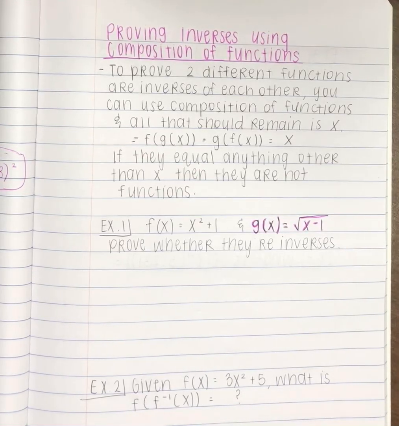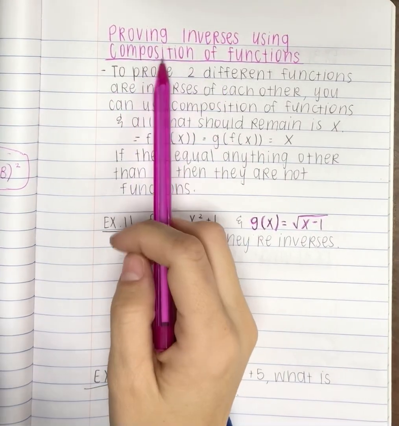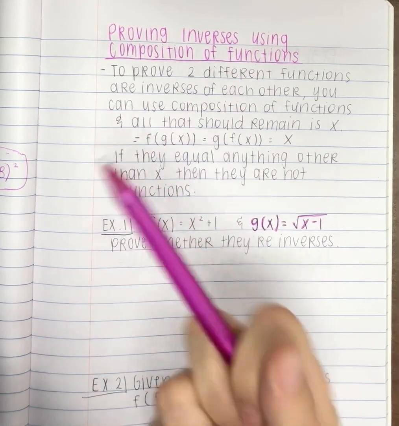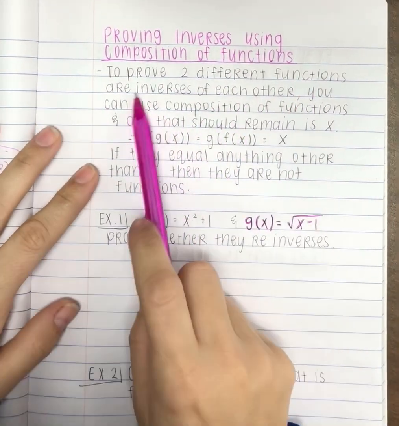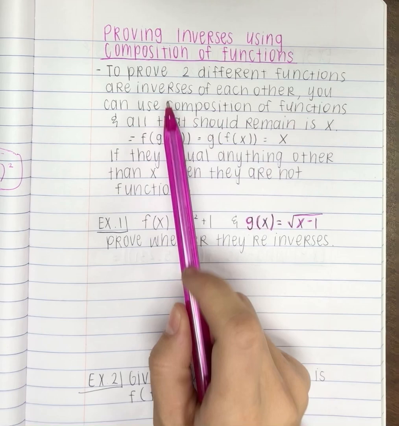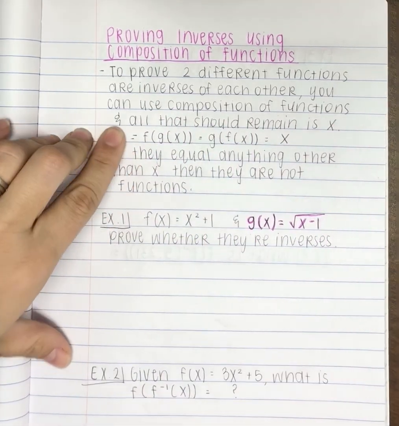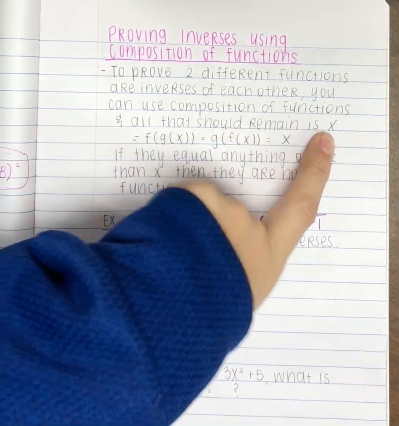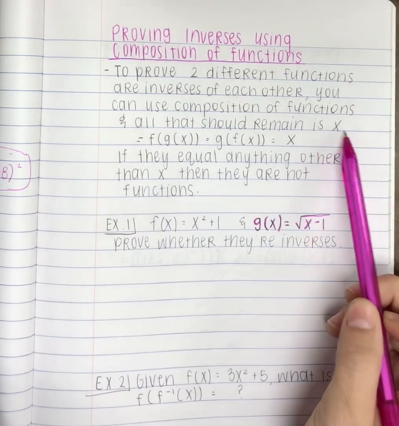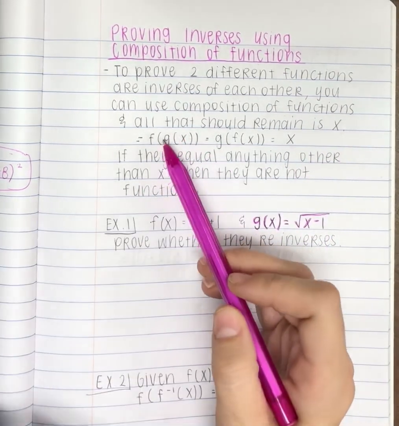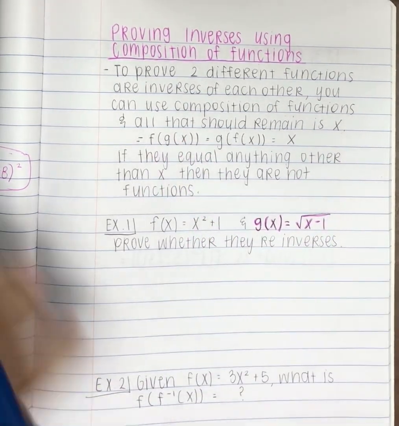Okay guys, so today we are going to do proving inverses using composition of functions. To prove two different functions are actually inverses of each other, you can use the composition of functions, and all that should remain is just x, okay? It should only equal x.